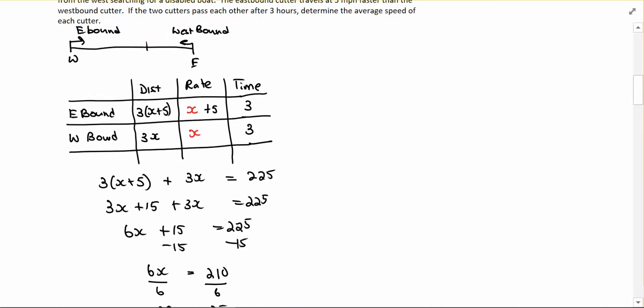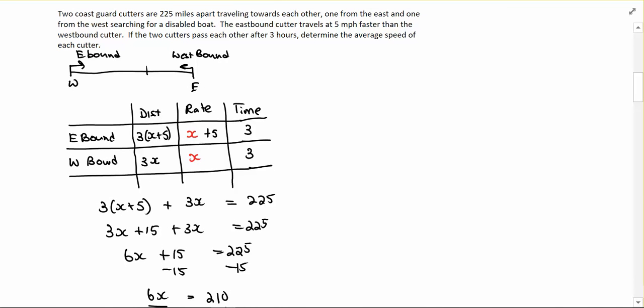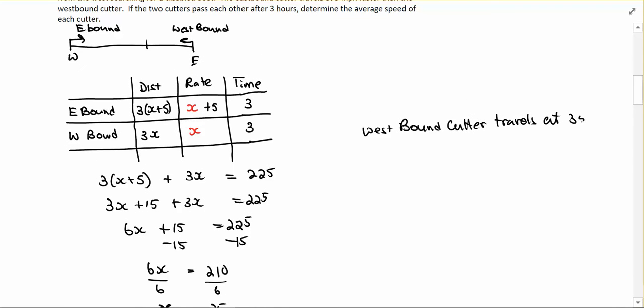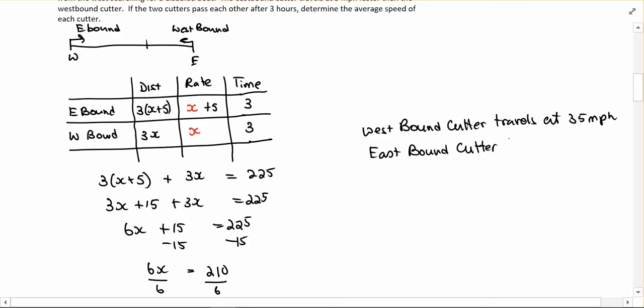So we can report our answers back. We can say the westbound cutter travels at 35 miles an hour, and the eastbound cutter travels at 5 miles an hour more, so 40 miles per hour.